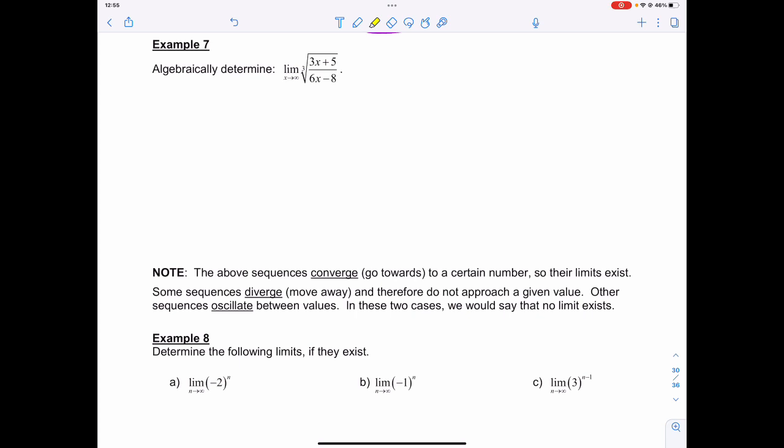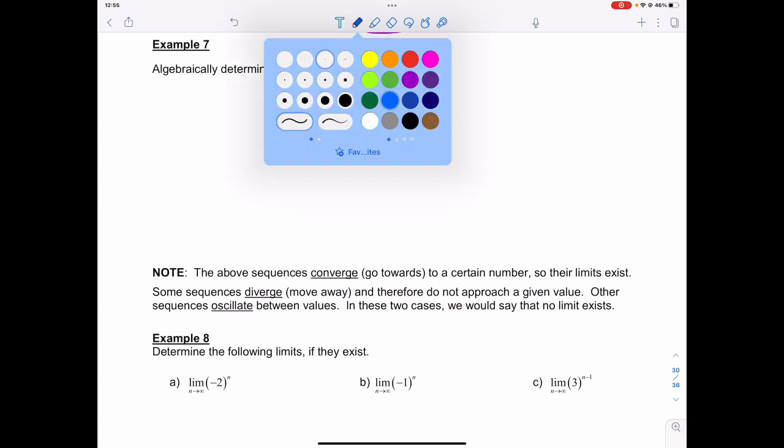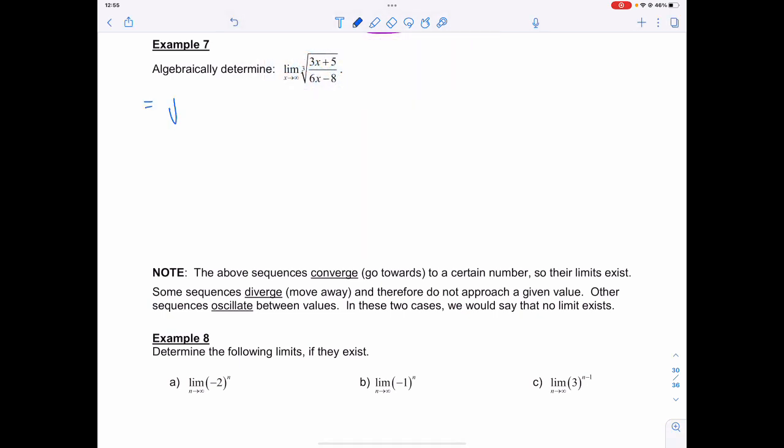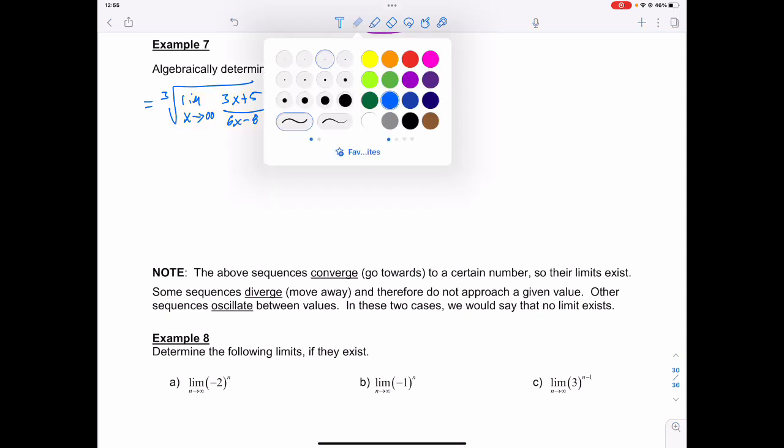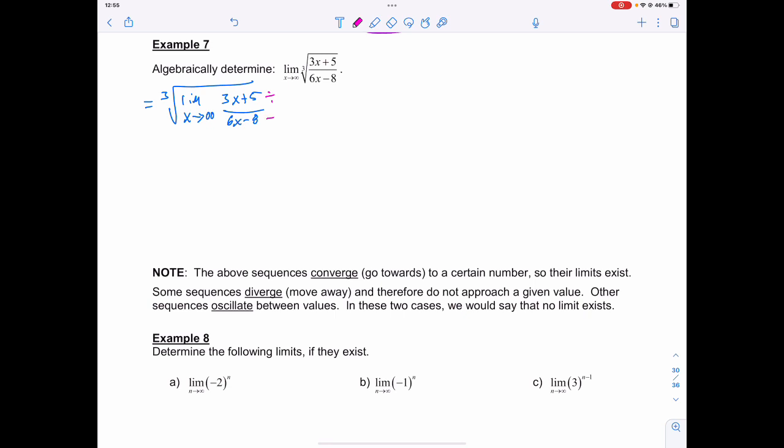But we know, based on the properties of limits, which we've already done, that this is the same as if I took the cube root of the limit as x approaches infinity of 3x plus 5 over 6x minus 8, and then I just treat the radicand in here like we did the previous examples. So what am I going to do? Inside the radicand, I'm going to divide the numerator and the denominator by x.